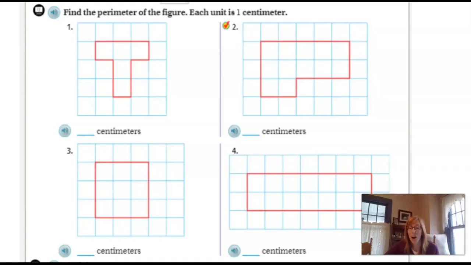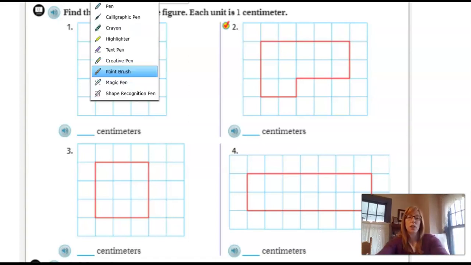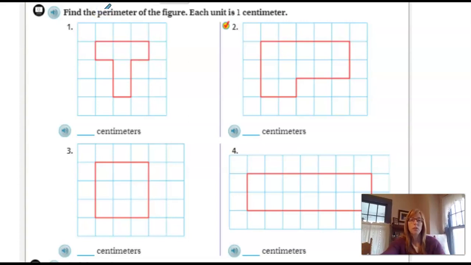Okay, I hope that helped so that we can find the perimeter of our shapes. And I hope you saw what Kevin's mistake was when he was doing perimeter. All right, so let's get started here. Hopefully you have your pen, and we are going to do the same thing. We are going to find the perimeter of the figure. Each unit is 1 centimeter. So we want to be counting as we're drawing.